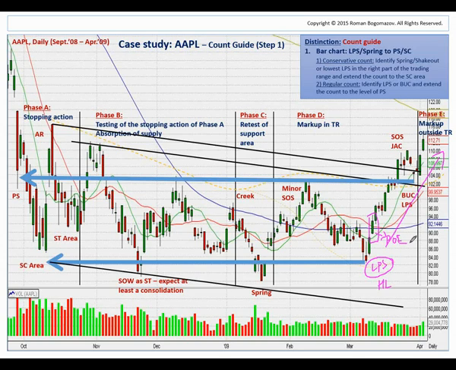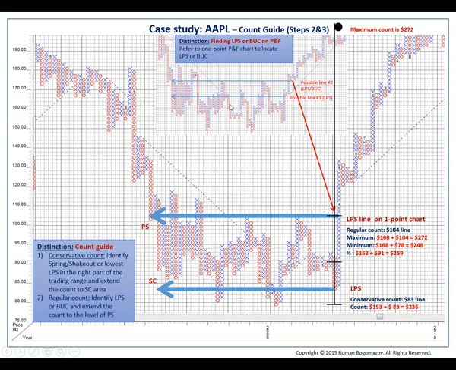That LPS, we put that down, and we draw from the LPS all the way across to the selling climax area. And we say, okay, we want to find these two points on our point and figure chart. Let's go to the point and figure charts right here and find those places. I'm showing both a 3-point reversal chart here at the bottom, and a 1-point reversal chart right here.